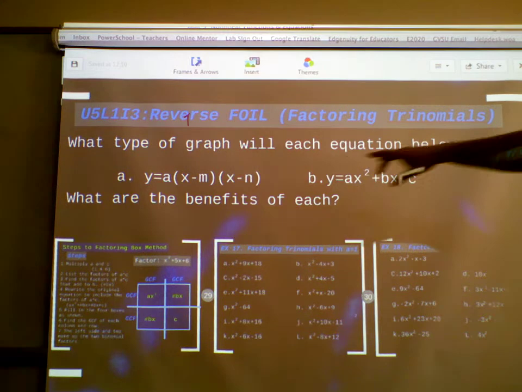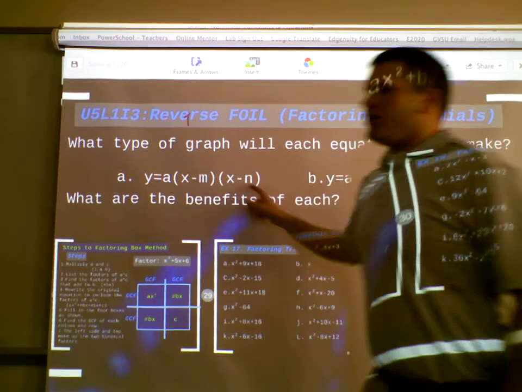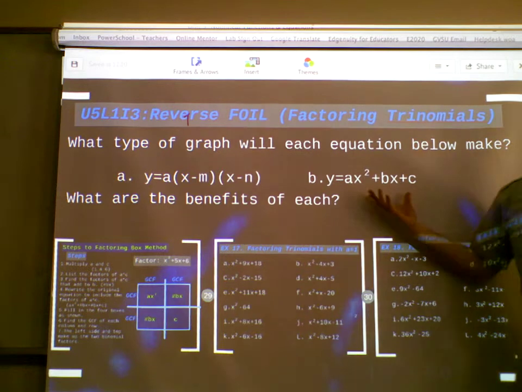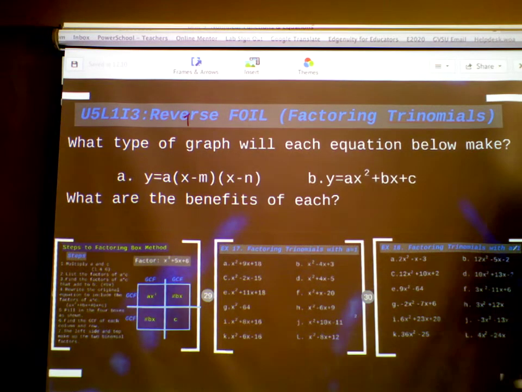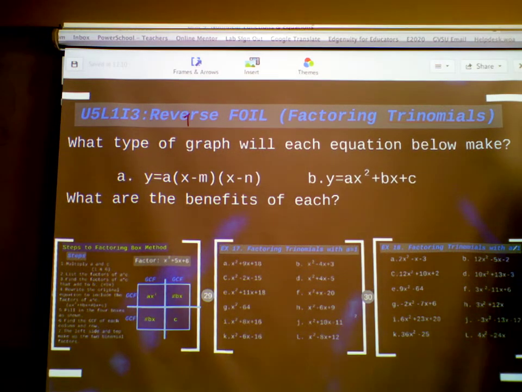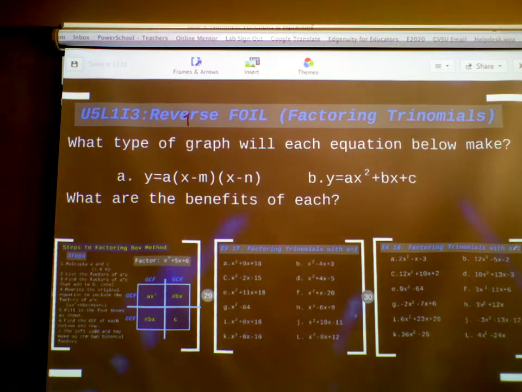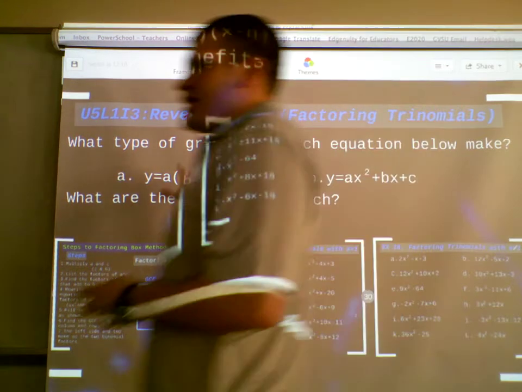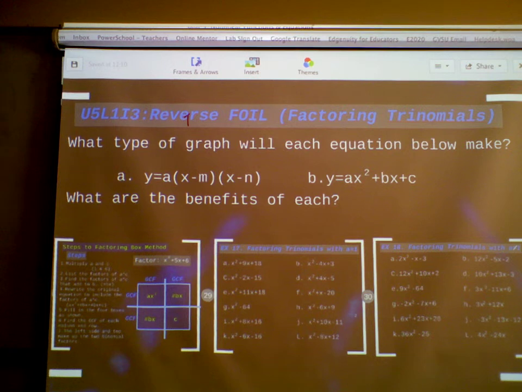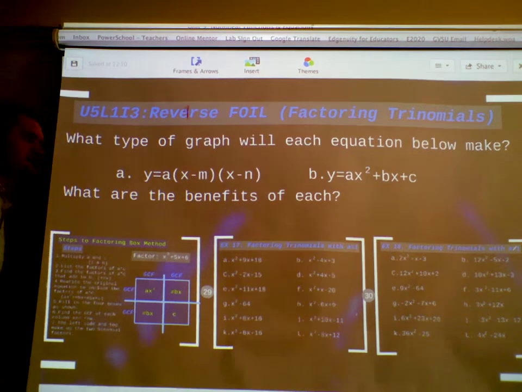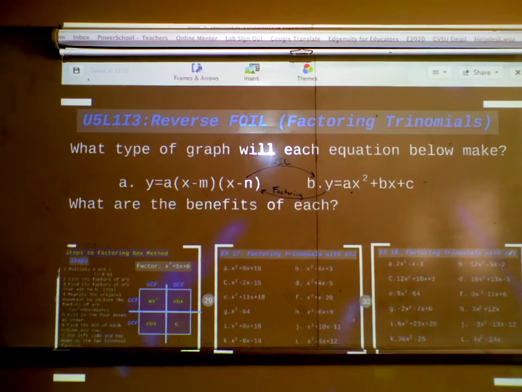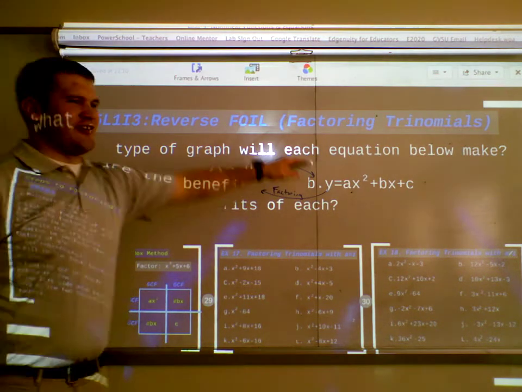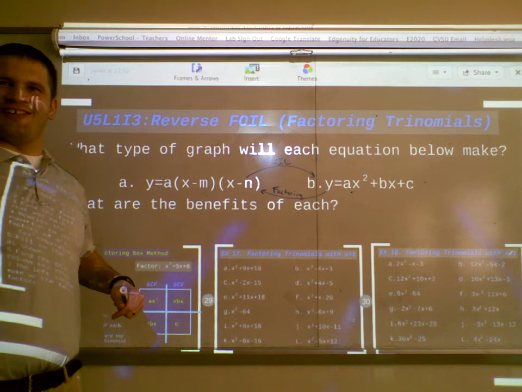This one is called the factored form because it's made up of binomial factors. This one's called the expanded form because it's a trinomial. It's bigger. Now both of these forms have benefit. It is beneficial to write a parabola in either of those two forms. So A is the factored form. B is the expanded form. Hey, look. FOIL factoring.